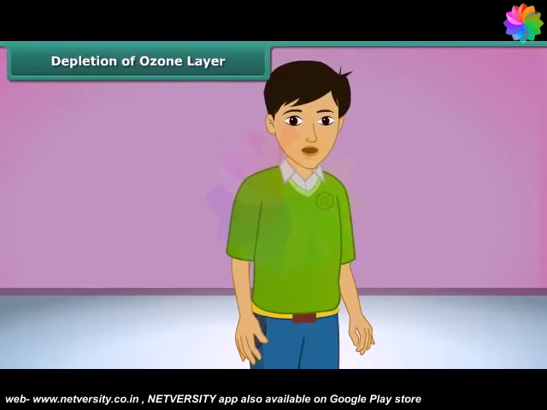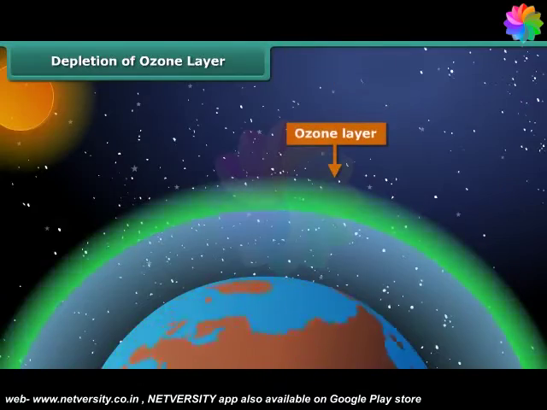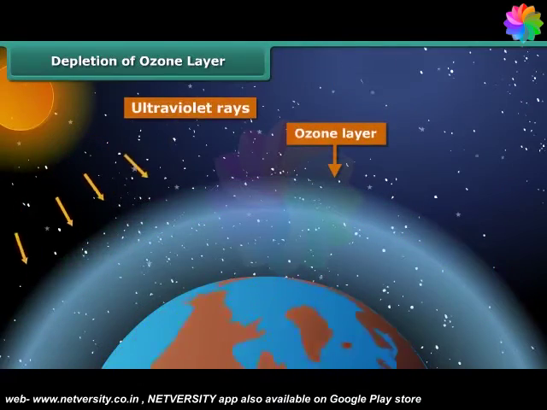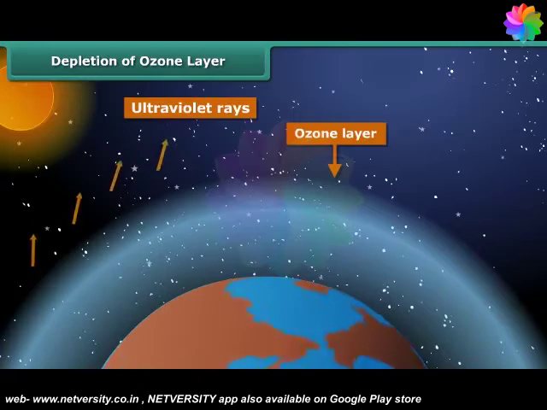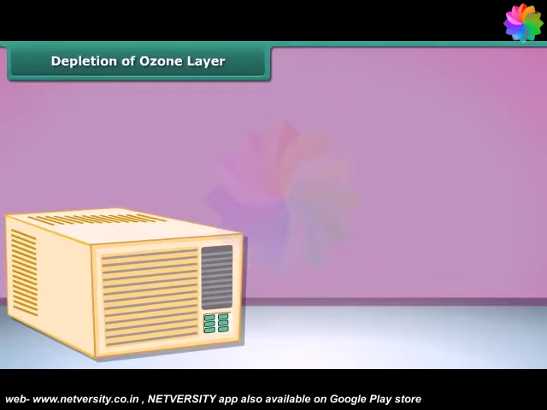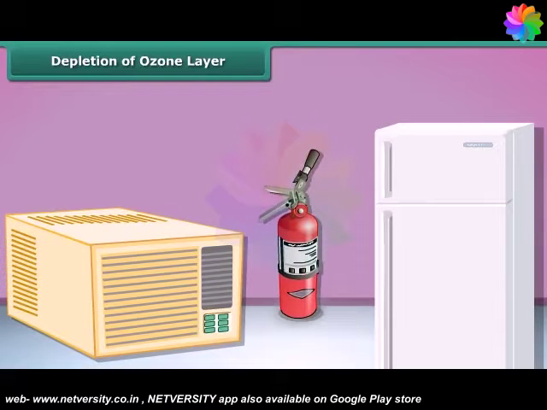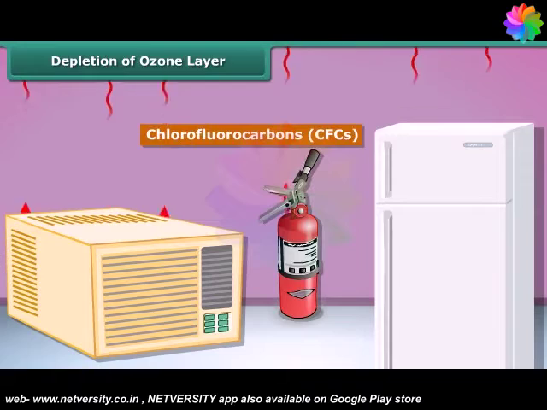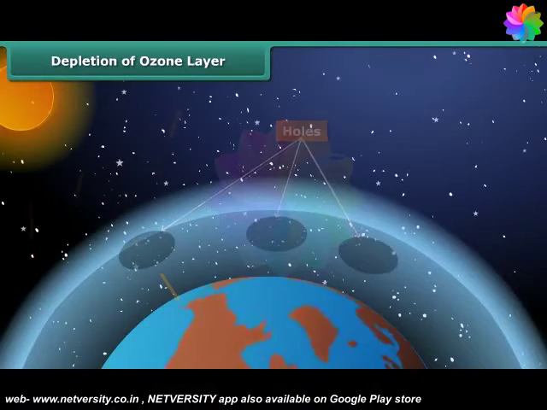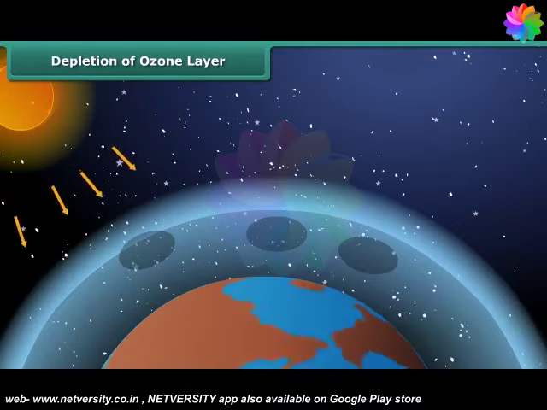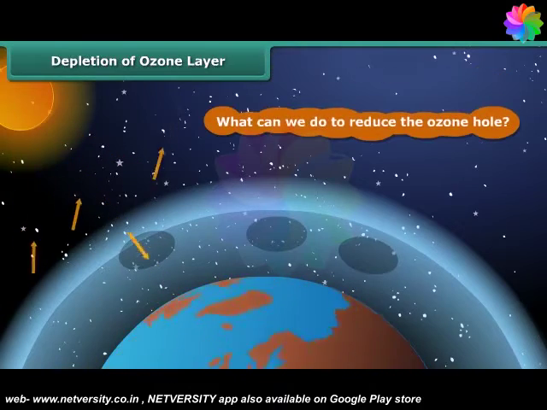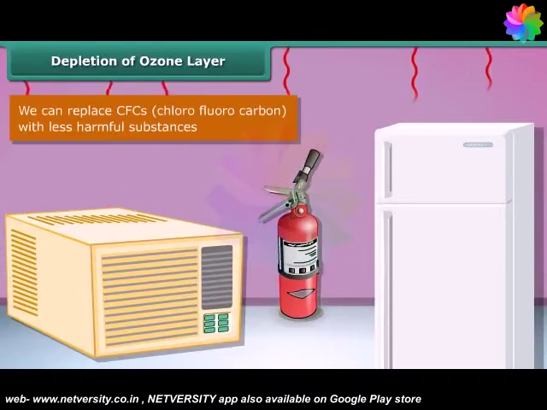Let us learn about the ozone layer. It is a layer of ozone gas in the upper atmosphere of Earth. What is its role? It protects us from harmful ultraviolet rays of the sun. Things like air conditioners, refrigerators, and fire extinguishers release chlorofluorocarbons, CFCs, into the atmosphere and create holes in the ozone layer. CFCs are another type of air pollutant. What can we do to reduce the ozone hole? We can replace CFCs with less harmful substances to save the ozone layer from depletion.